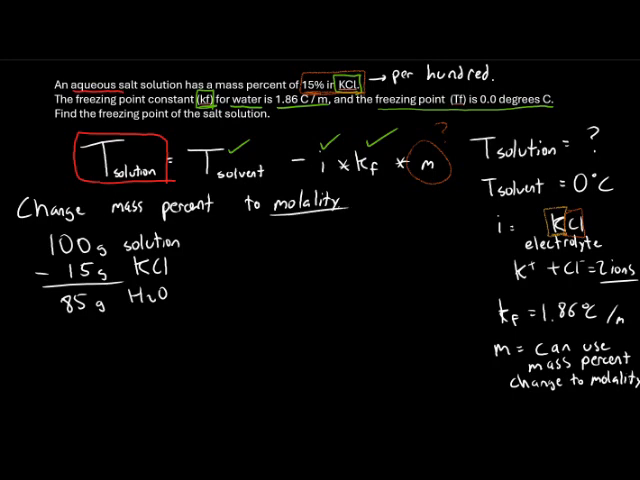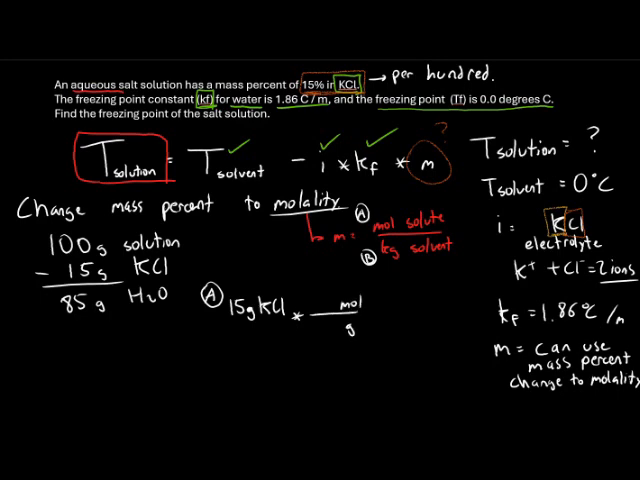Let's also remind ourselves that molality is equal to moles of solute over kilograms of solvent. So for part A, we'll find our moles of solute. For part B, we'll find our kilograms of solvent. So for part A, we'll start with our 15 grams of KCl and change this to moles.